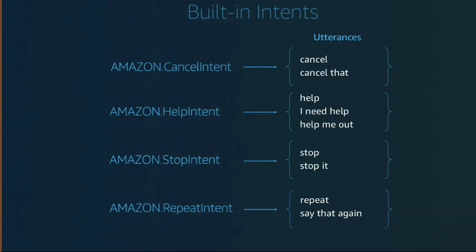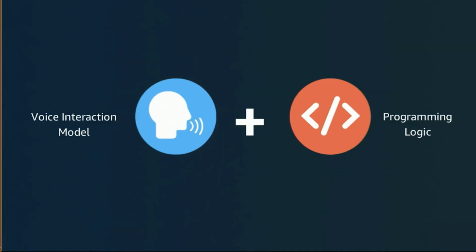Before we get into the coding, just to have a very brief overview, there are two sides to building for Alexa. The first side is the voice interaction model. The voice interaction model is where you define your skill name, your invocation name, your intents, your slots, your utterances, basically everything that has to do with the voice interface.